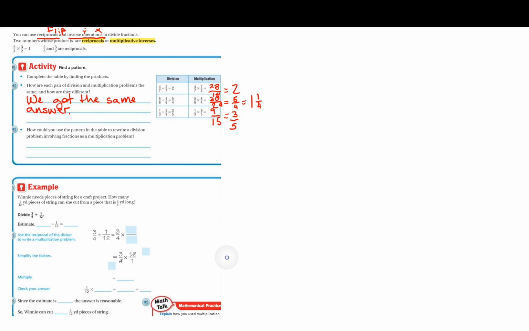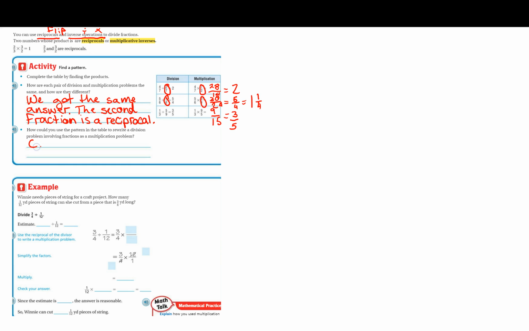And they are different because the second fraction, see, here we have 2/7, here we have 7/2, here we have 4/6, here we have 6/4. So the second fraction is a reciprocal. Okay, how could you use the pattern table to rewrite a division problem involving fractions as a multiplication problem?